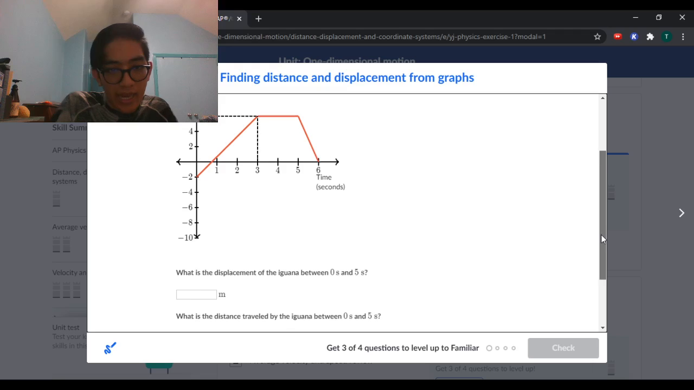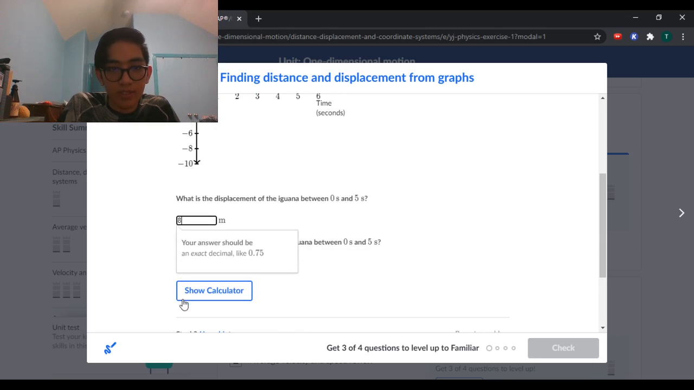What is it asking us? What is the displacement between 0 and 5? Well, do you guys remember what displacement is? Displacement is x final minus x initial, right? The final position we arrived at is 6 meters, and the position we started at is -2 meters. So 6 minus -2 is 8 meters. That is our displacement.